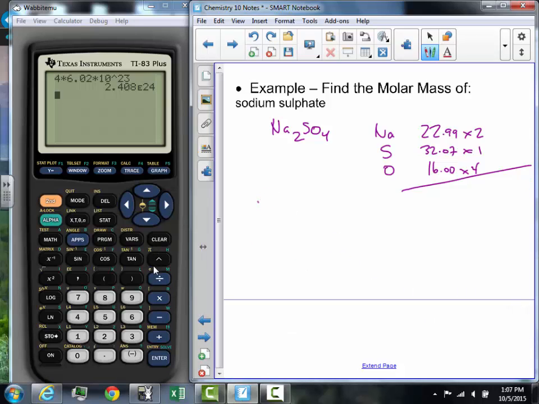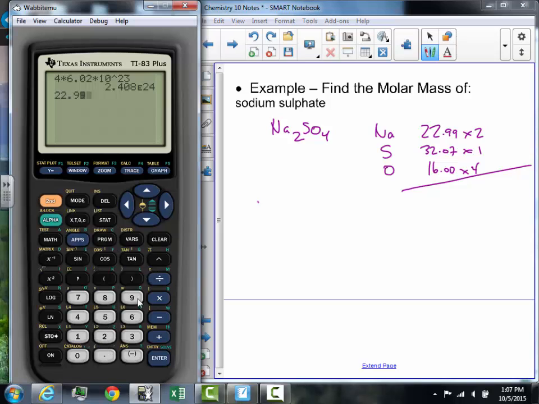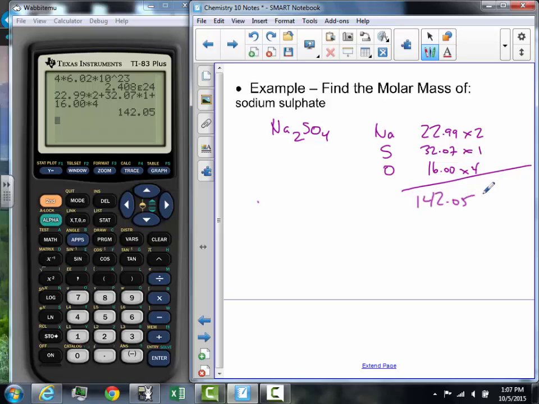Okay, let me just do it on the calculator just to confirm. So I'm going to go 22.99 times by 2. I'm going to add 32.07 times by 1. And I'm going to add 16.00 times by 4. Now, if you don't have a graphing calculator, don't try typing it in like this because it won't work. But hopefully you get 142.05. Anybody else get that number?